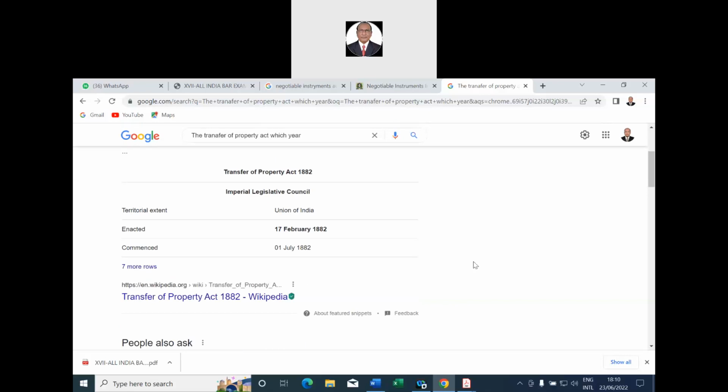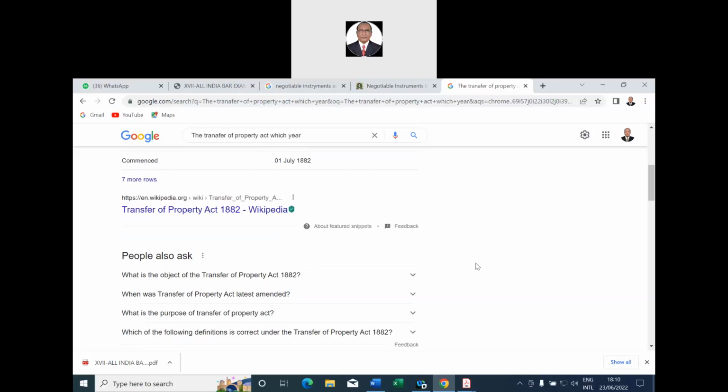Of course, we have to see the bare act. Enacted 17th February 1882. Commenced 1st July. Supplementary questions I am framing: when it is enacted and when it is commenced. It is commenced on 1st July 1882.